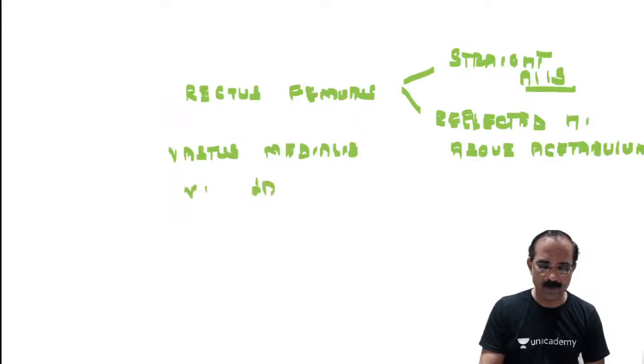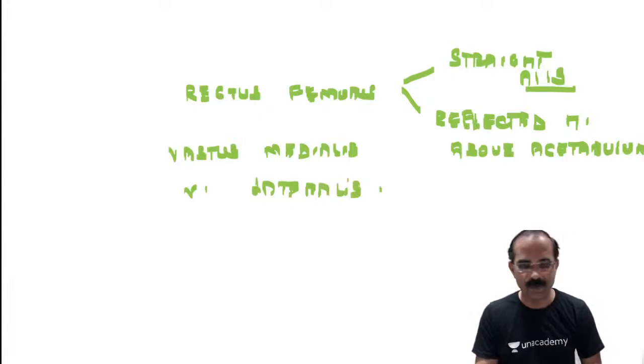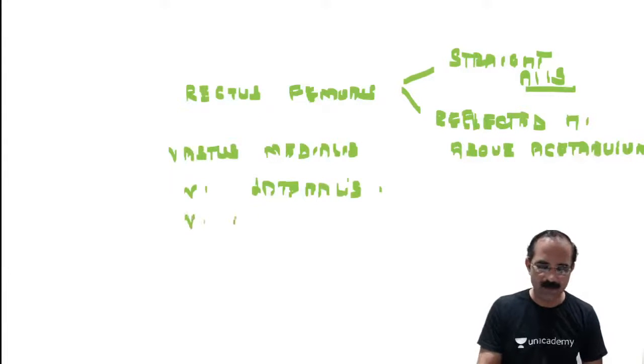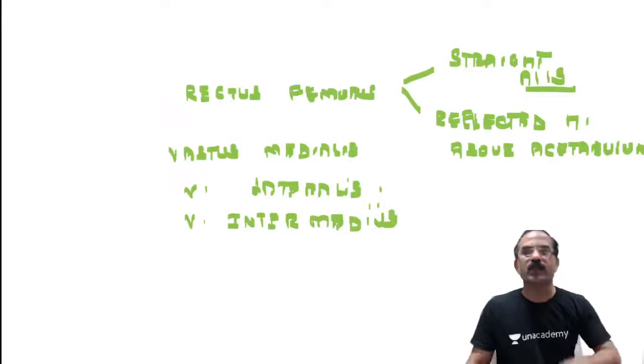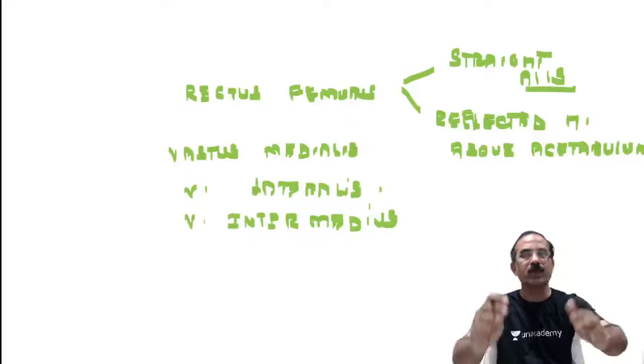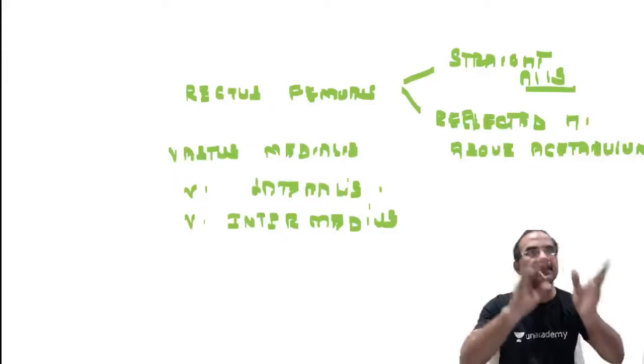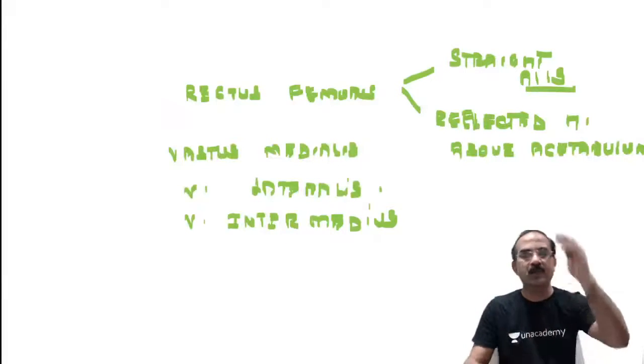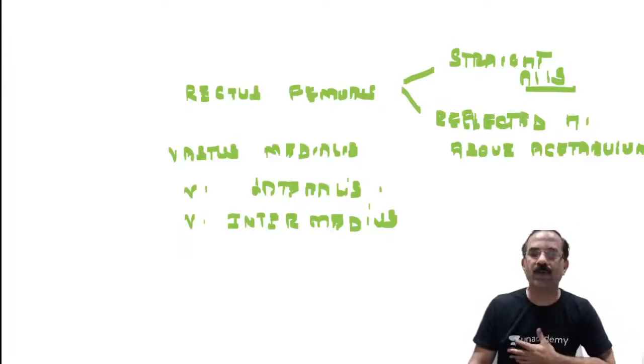Vastus lateralis and vastus intermedius. I'll show you the slide. So four muscles, a set of four. Yes students, a set of four is therefore known as what? Quadriceps femoris.